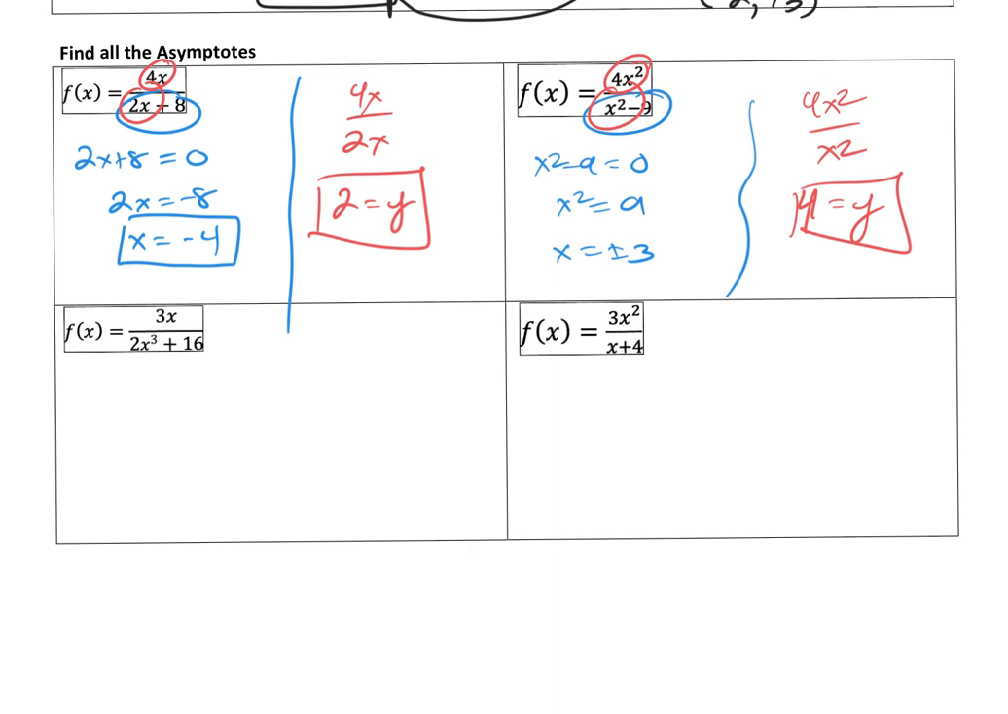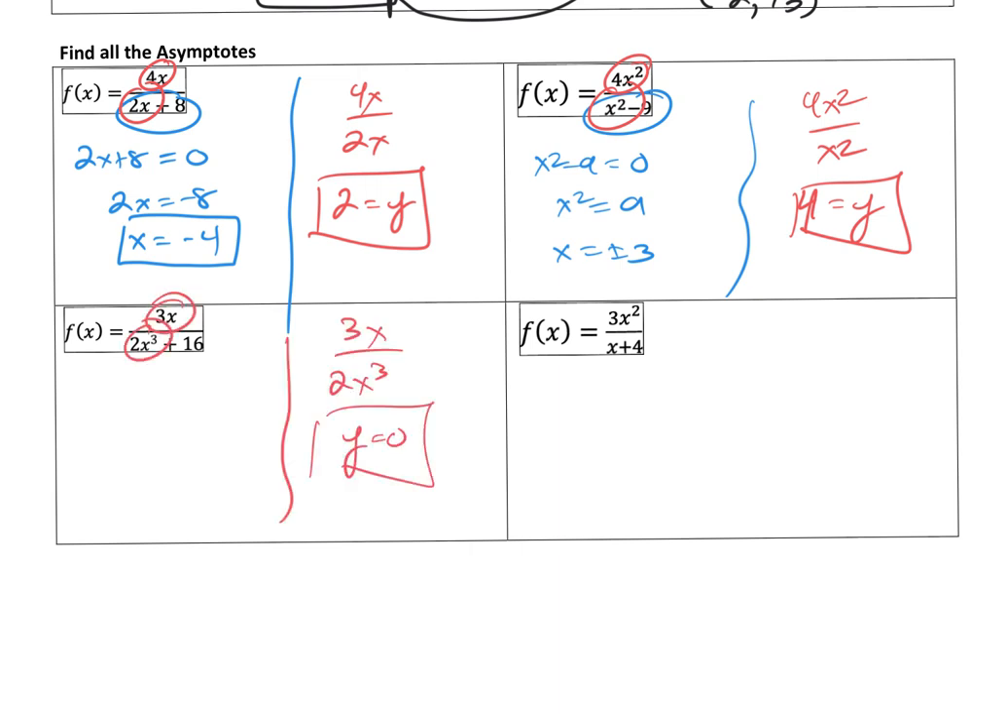All right, moving on to our next example, 3x over 2x cubed plus 16. Again, I'm going to challenge you just a little bit. I just want you to identify the horizontal asymptote. So is this scenario 1, scenario 2, or scenario 3? And then what is the actual horizontal asymptote? Go ahead and identify your answer and then check back in and see how you did.